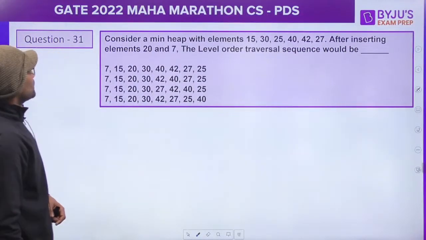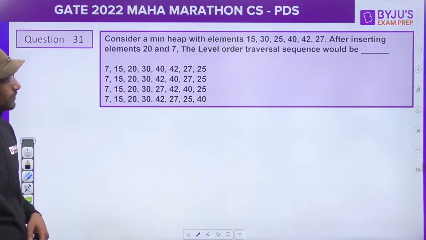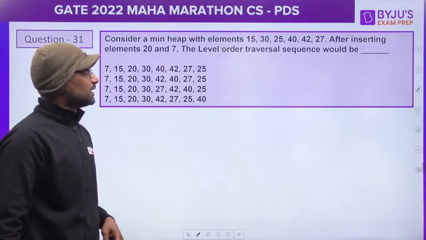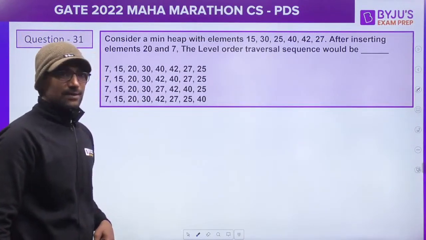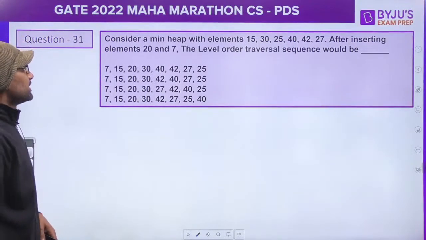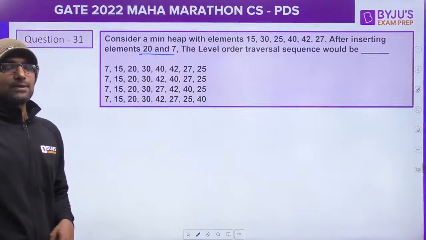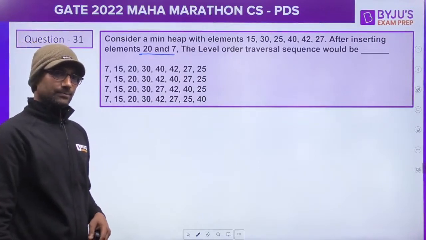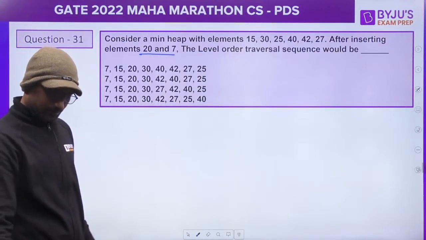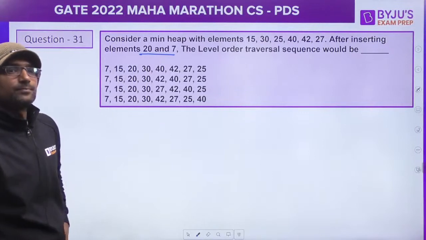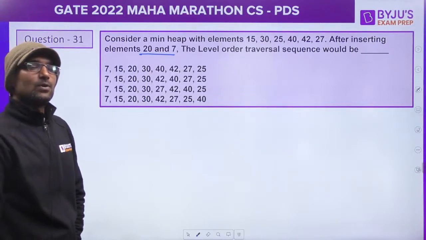Now question number 31. Consider a min heap with elements 15 to 27. After inserting elements 20 and 7, what would the level order traversal sequence be? Do it quickly.